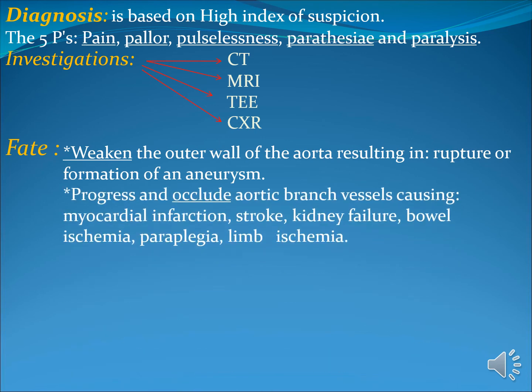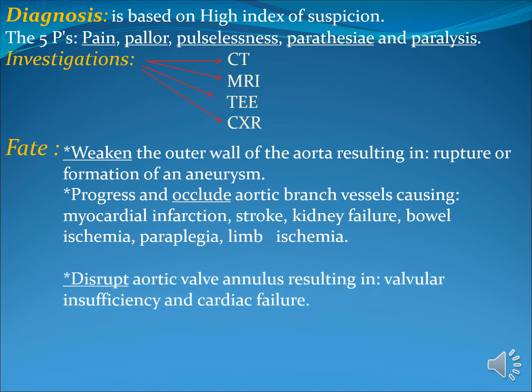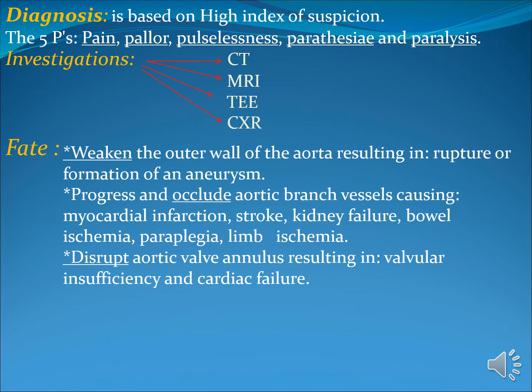It may progress and occlude aortic branch vessels causing myocardial infarction, stroke, kidney failure, bowel ischemia, paraplegia, limb ischemia. It may disrupt the aortic valve annulus, resulting in valvular insufficiency and cardiac failure. Re-entry.